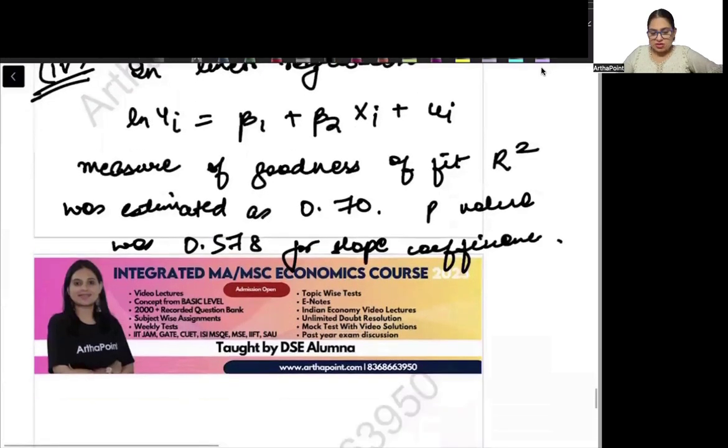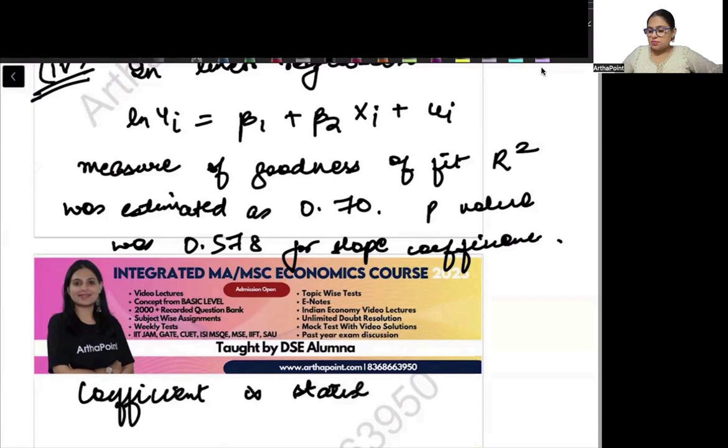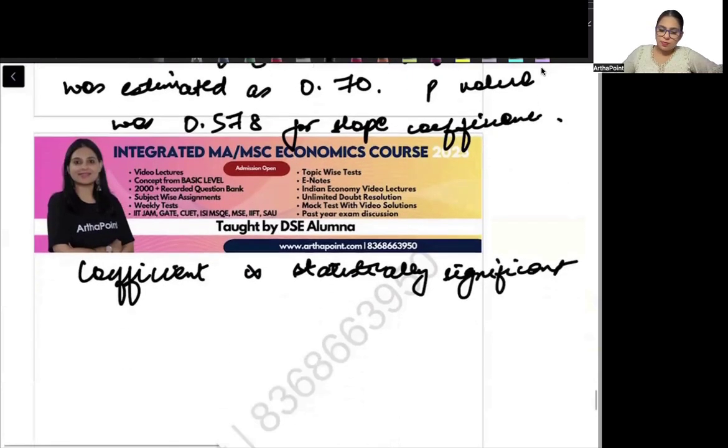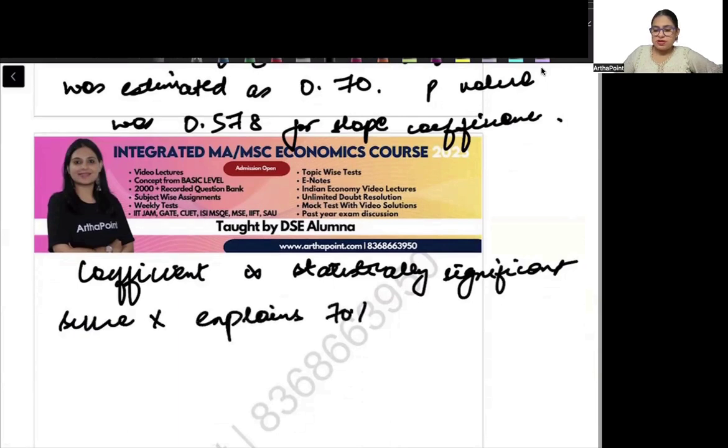Right? It says the coefficient is statistically significant since X explains 70% of the variation in Y.